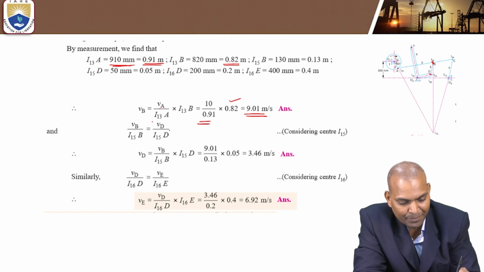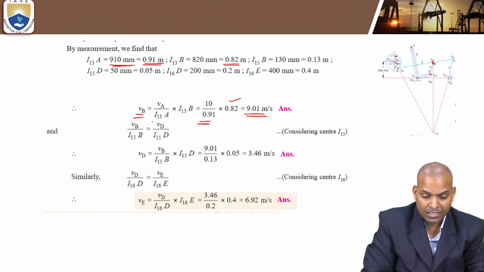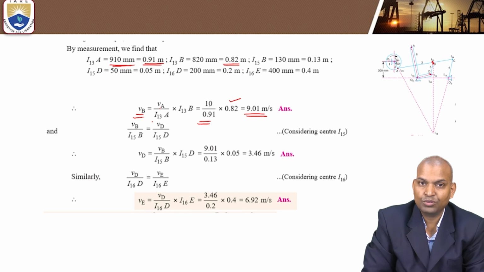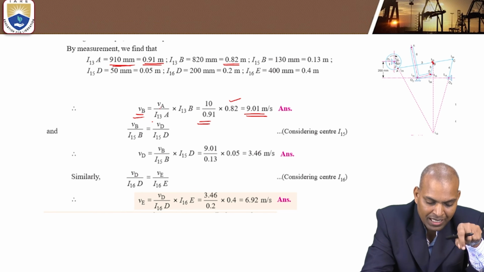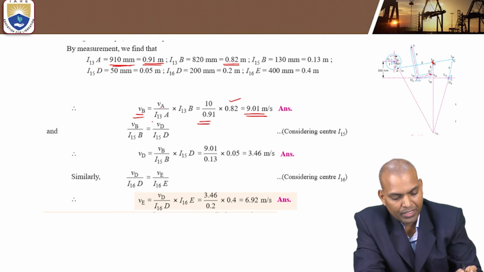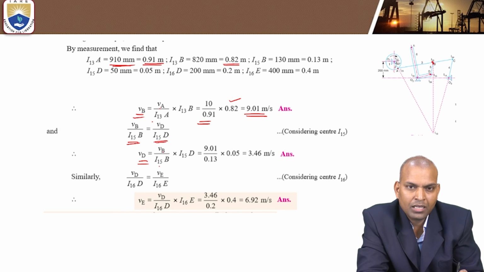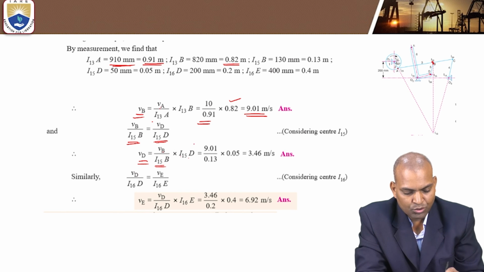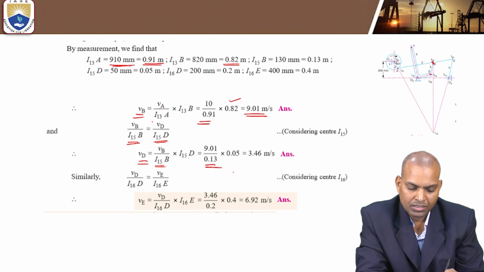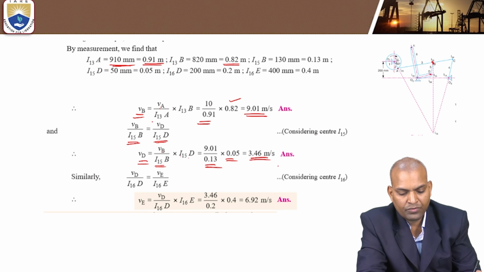Now we found the velocity of point B, VB equals 9.01 meters per second. Then B is connected to D, so we need the relation between B and D. BD is link 5. What is the common instantaneous center? BD link, that is I15. So VB by I15B equals VD by I15D. Then VD equals VB by I15B times I15D. VB is 9.01 meters per second by I15B, that is 0.13 meter, times I15D, 0.05. Then the value is calculated as 3.46 meters per second.